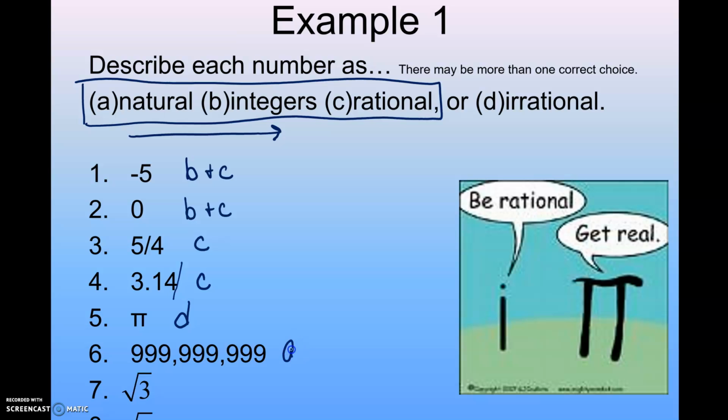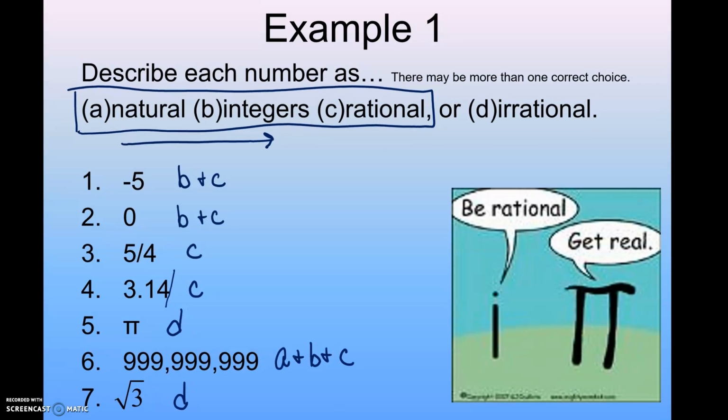999,999,999. A, B, C. Square root of 3. D. If it's a square root that's not a perfect square, it's going to be irrational. So square root of 3, if you can't do the square root of 3 in your head, it's going to be irrational. Number 8, if you're watching the video, you can't really see number 8. It's the square root of 9. Number 8 is A, because the square root of 9 is 3. And the square root of 9 being 3, that means it's A and B and C.